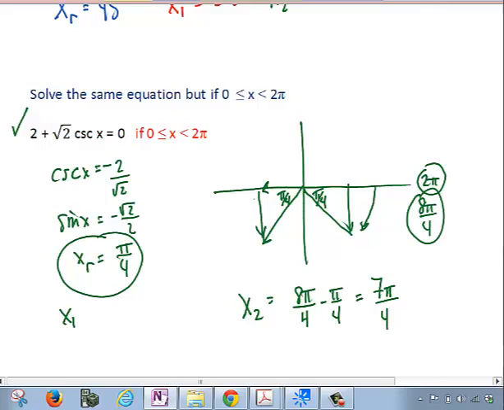And then x1, the first solution, is, because this is 4 pi over 4 at the 180 mark, I'm going to add pi over 4, so my other solution is 5 pi over 4.